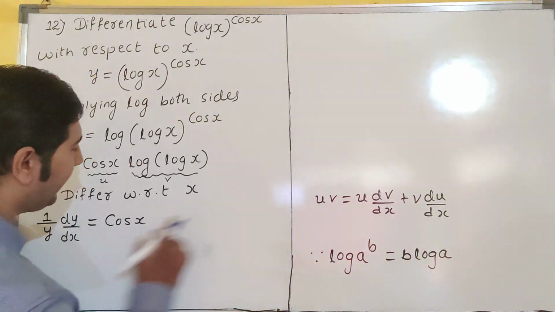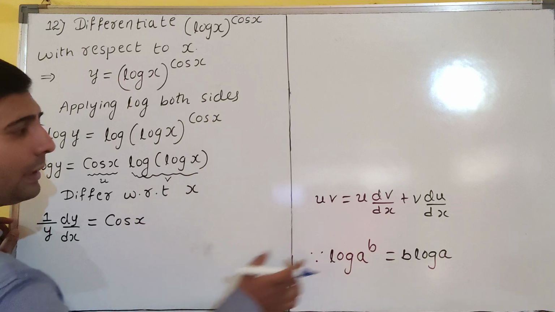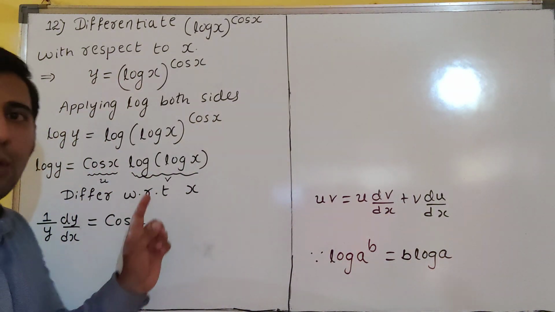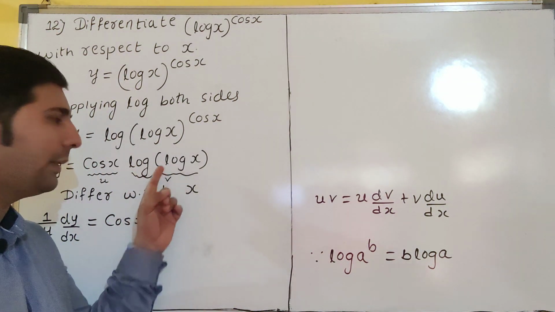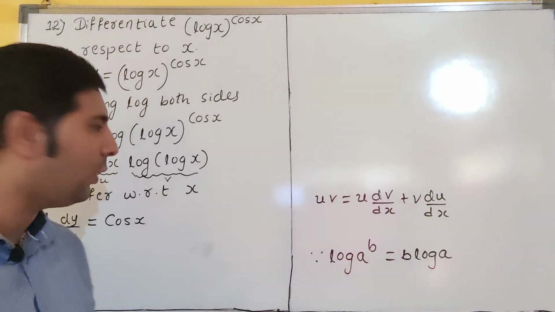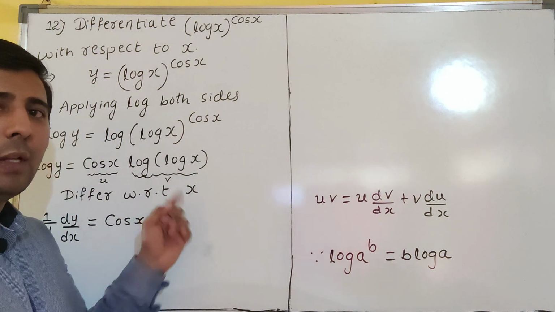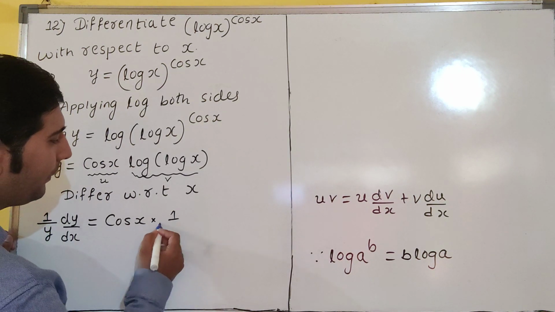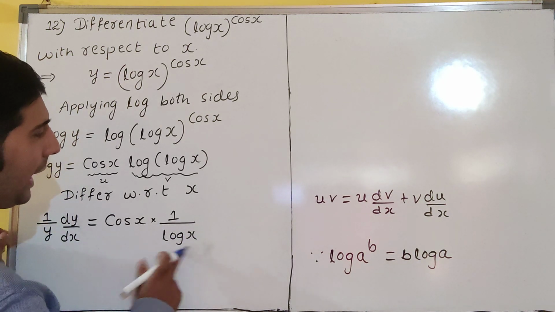Now see, cos x is written as is. You have to consider this as u and this as v. Now I have to take the derivative of what? Log of log x. Log of log x is looking like log x, dear students. You also know, I also know, this is not x, but it is looking like log x. Log x derivative is what? 1 by x or not? But this is not x, you know that.